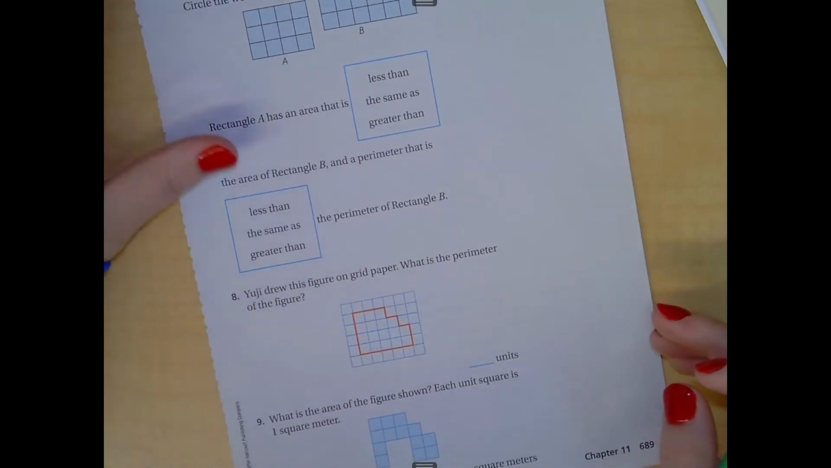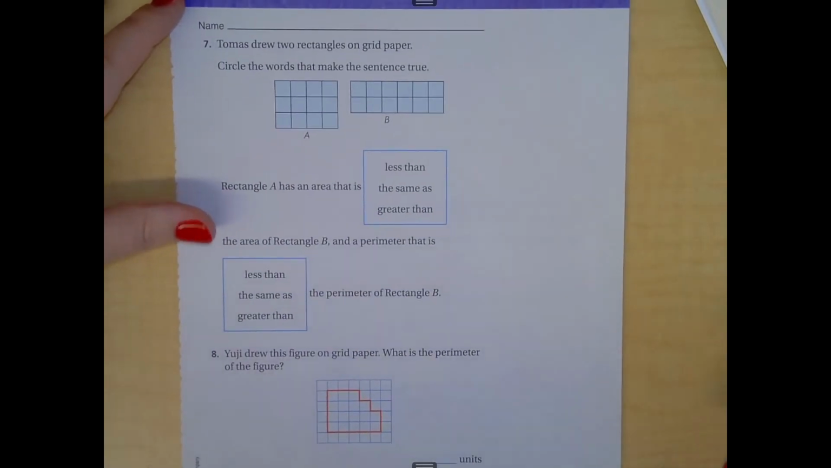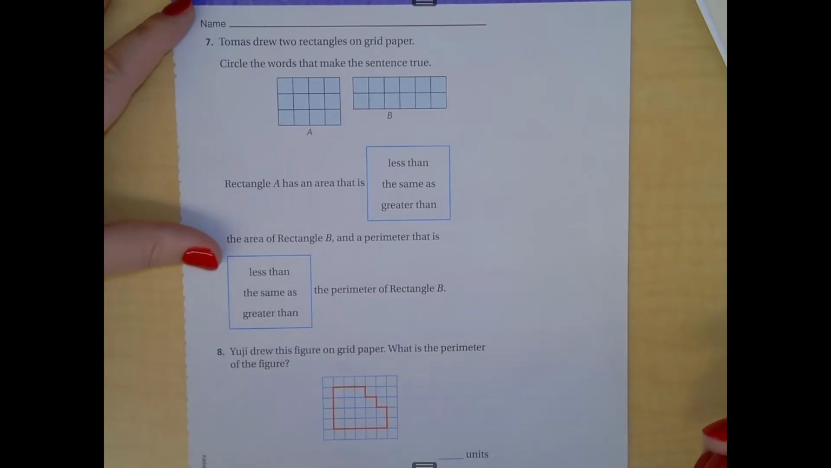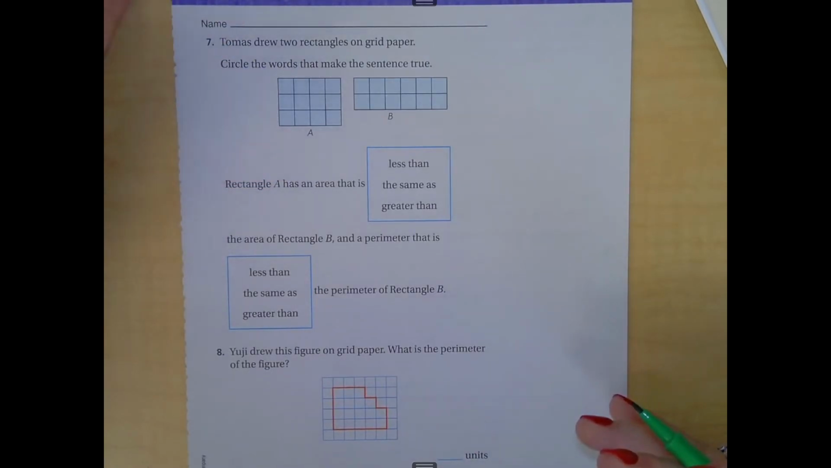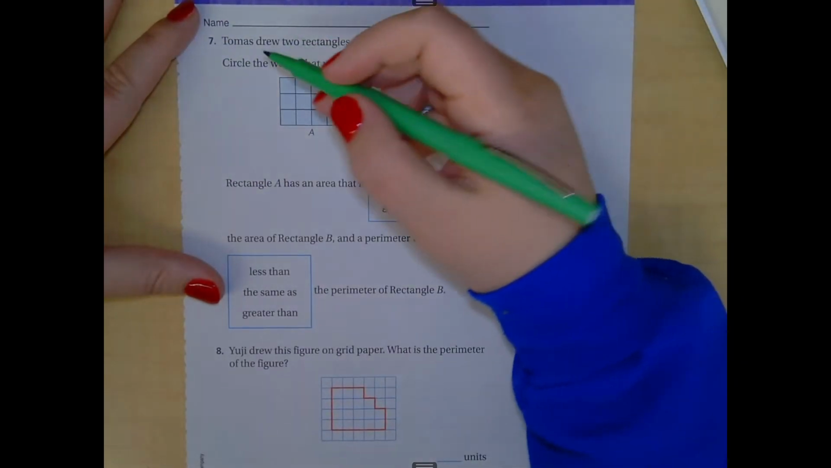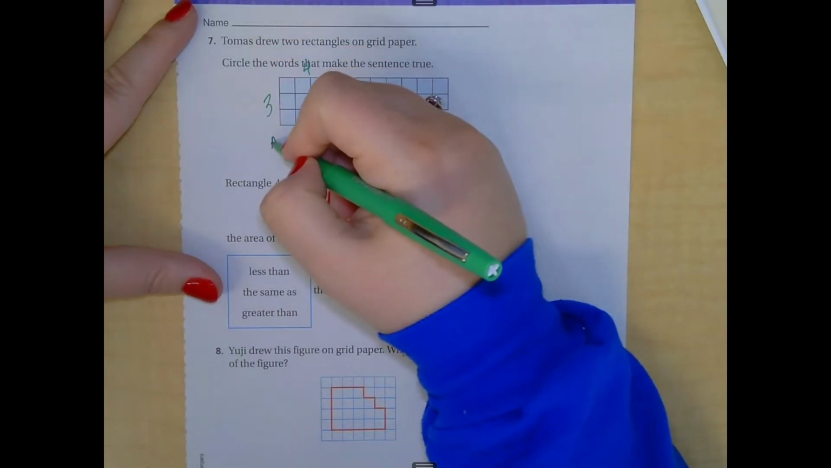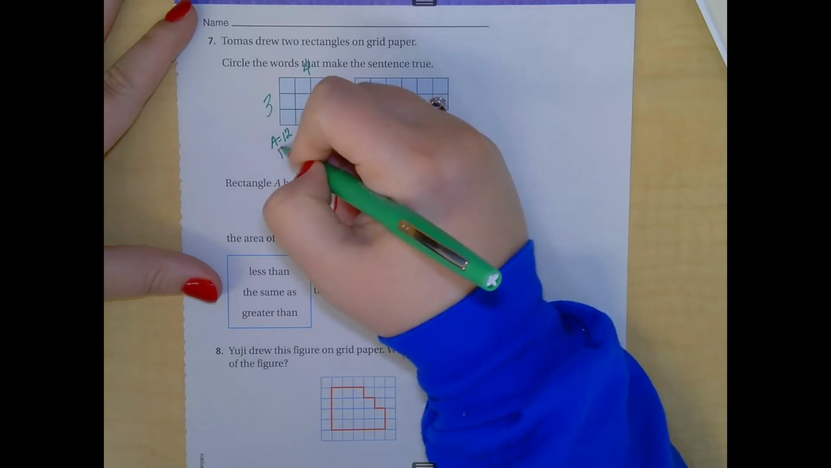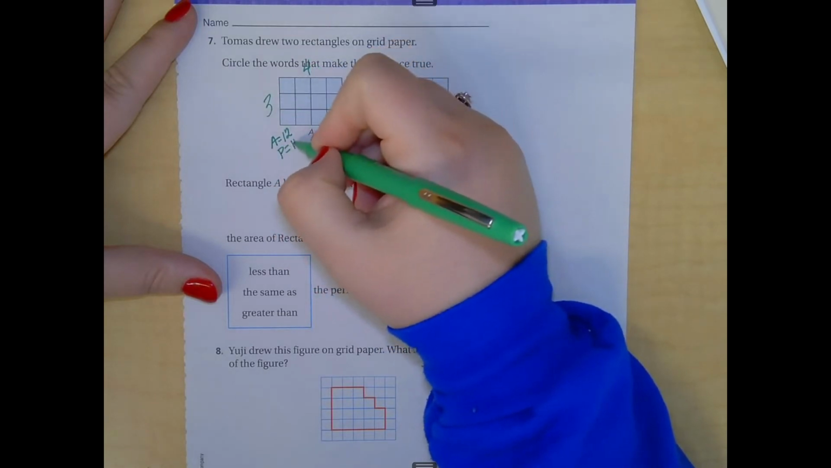Number 7. Thomas drew 2 rectangles on grid paper. Circle the words that make the sentence true. Okay, well, before I can even talk about area and perimeter, I need to find area and perimeter for both. So I've got 3 rows of 4. That means A equals 12 and P equals 3 plus 4 is 7. Double it, 14. Okay.